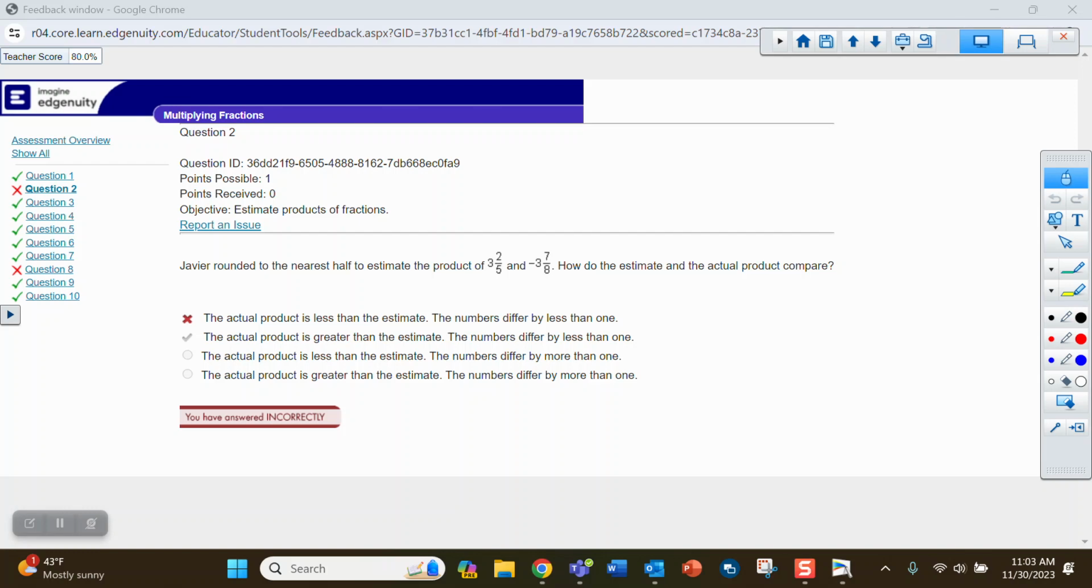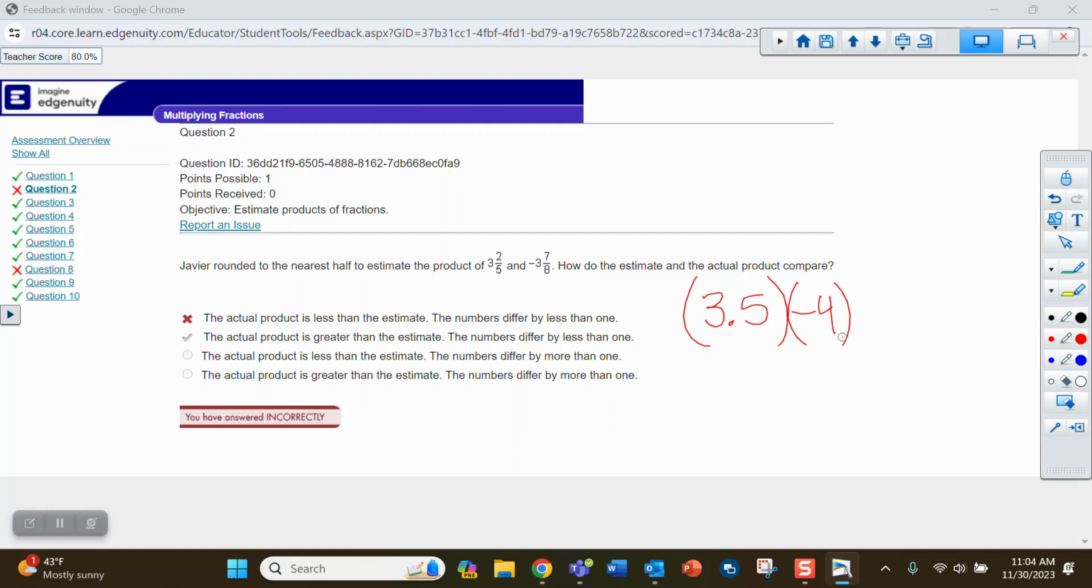So when I look at 3 2/5, that's 3.4. So if I round that, it's going to be 3.5. And I'm going to go ahead and just put 3.5 in the decimal. And if I round the next one, -3 7/8, that's going to round to -4.